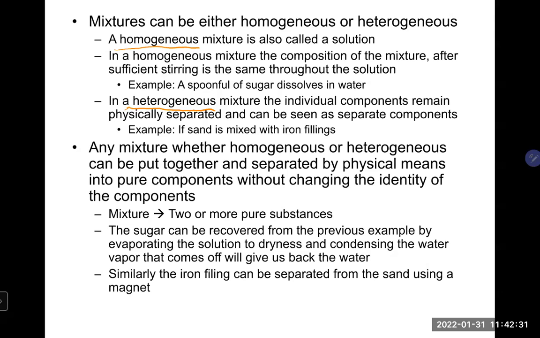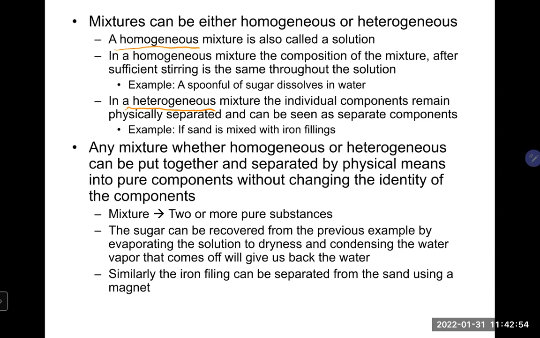Will the sand ever dissolve in the water? It won't. It will still be there. You'll still be able to see the sand. Just like if you took some metal and sand together and mixed them, you'll still be able to see the metal. Those are what are referred to as heterogeneous mixtures, where you still see different layers. They don't really all come together really nicely.